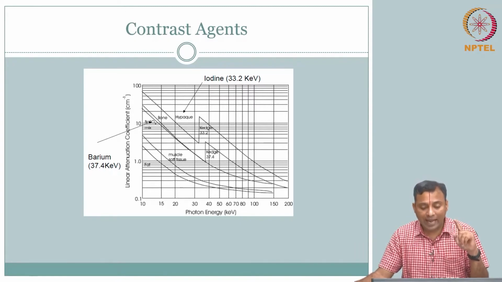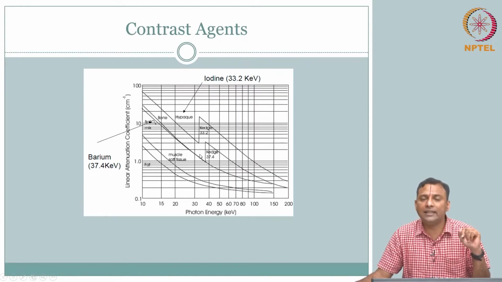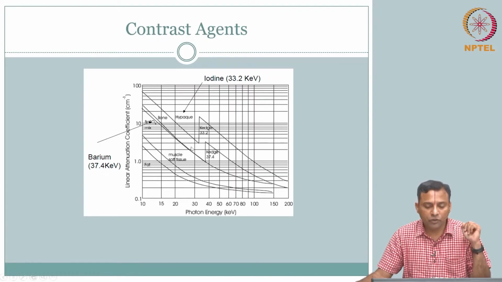So now what is added here is you suddenly see this sharp edge. What is this sharp edge? It is called a K edge. Why is it K edge? Any guess?